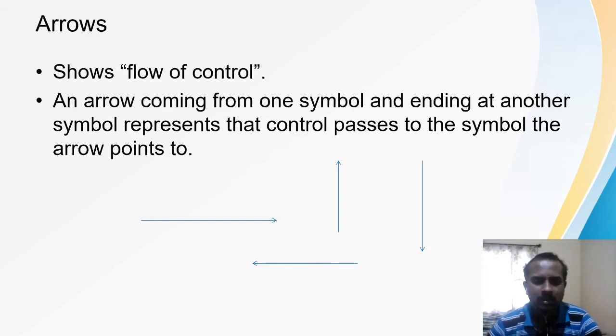Next is arrows. Arrows are mainly used to show the flow of control. The arrow coming from one symbol and ending at another symbol represents that the control or the data is passed from one step to another step.